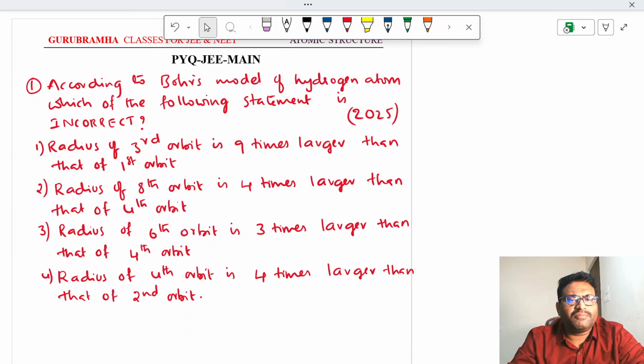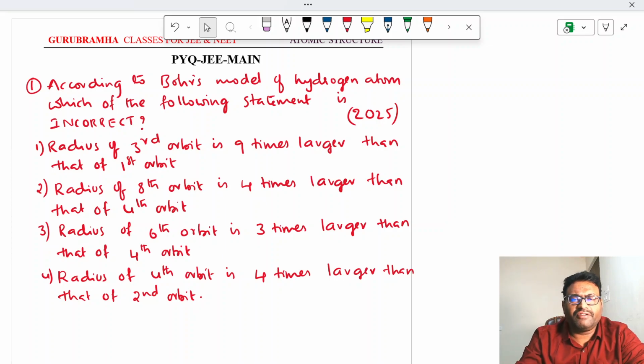We are in the chapter Atomic Structure, and in this session, we are going to discuss JEE Main PYQs on the topic expression for calculating radius of the stationary state.